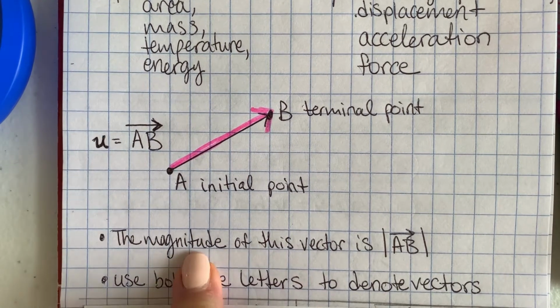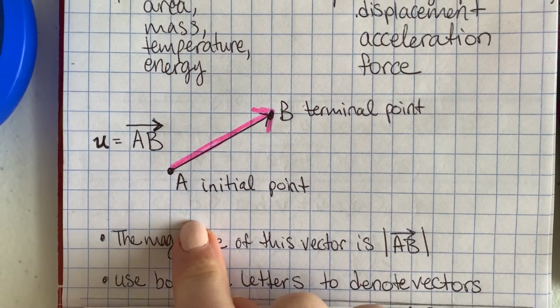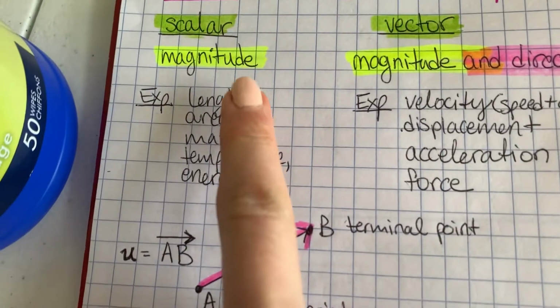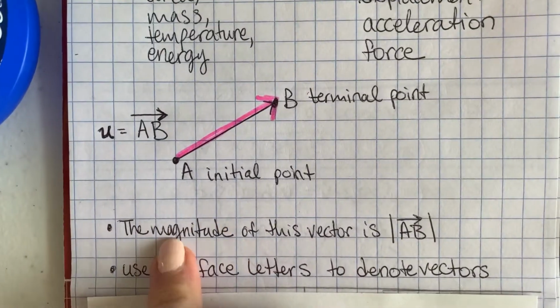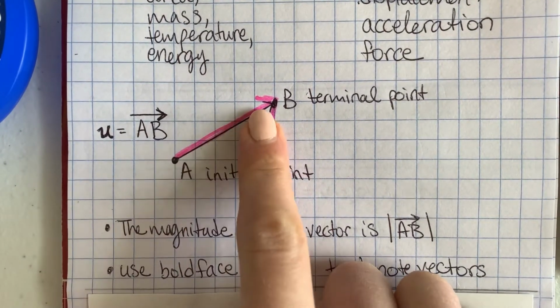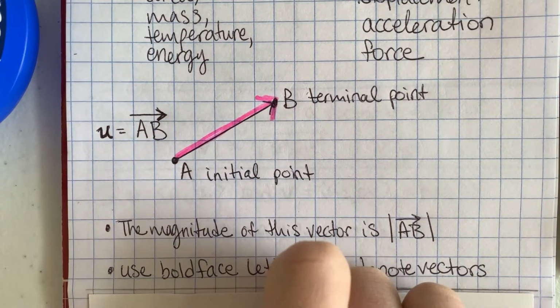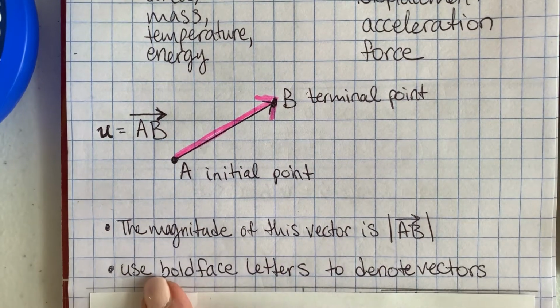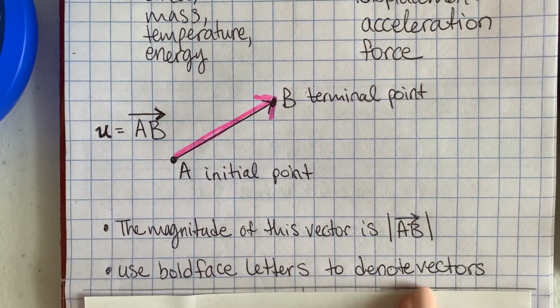The magnitude, think of it like the size or the length. Right up there we had magnitudes. These are all like lengths and sizes. So the magnitude is just the absolute value of the vector from A to B. So it's the length there. We use bold-faced letters to denote vectors. Okay.